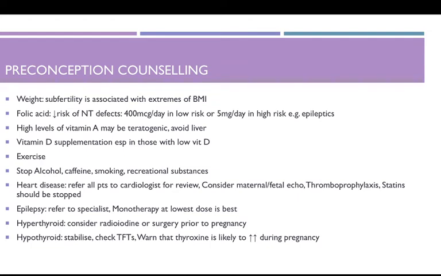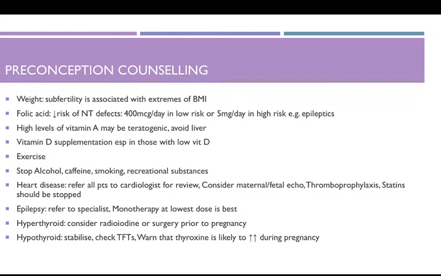Okay, so preconception counselling. Some important key points include weight. Having a high BMI is associated with subfertility, actually extremes of BMI. So having a low BMI or a high BMI, both are associated with reduced fertility. So advising on weight loss, or how to increase weight, just nutritional advice is really important for people who are struggling to get pregnant.